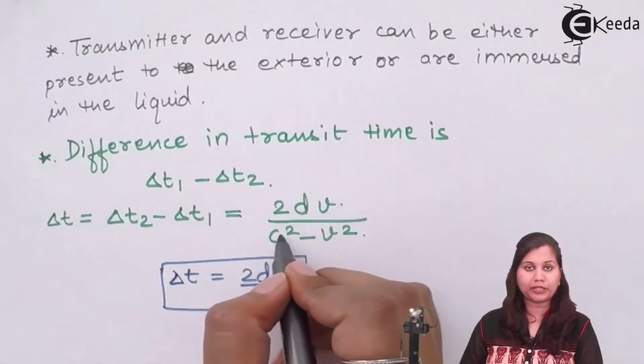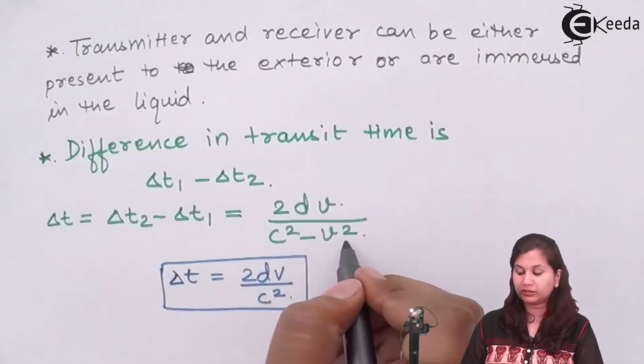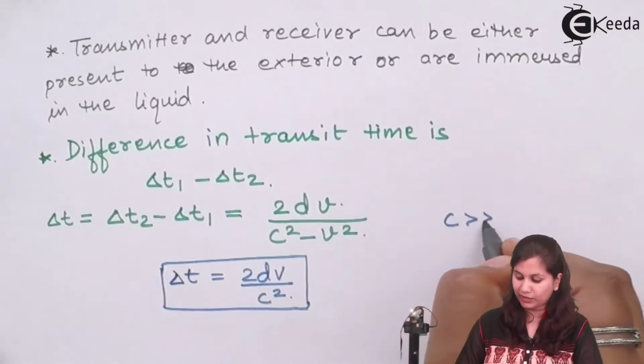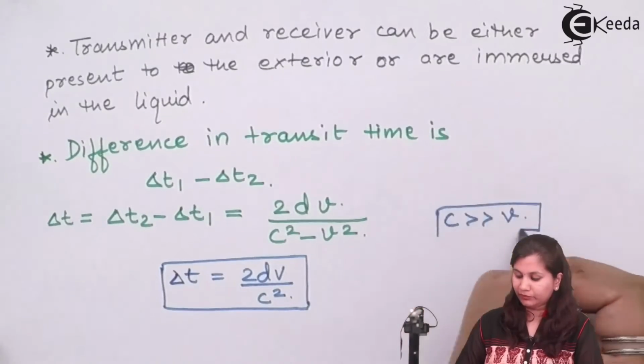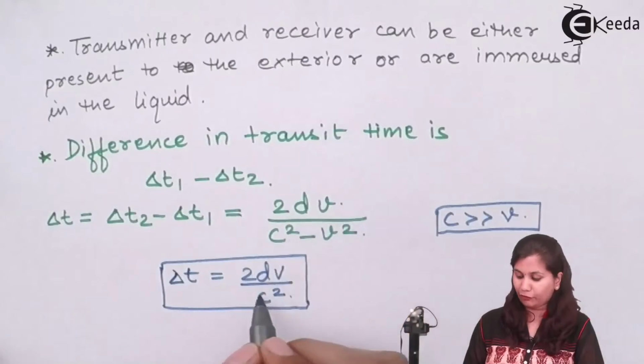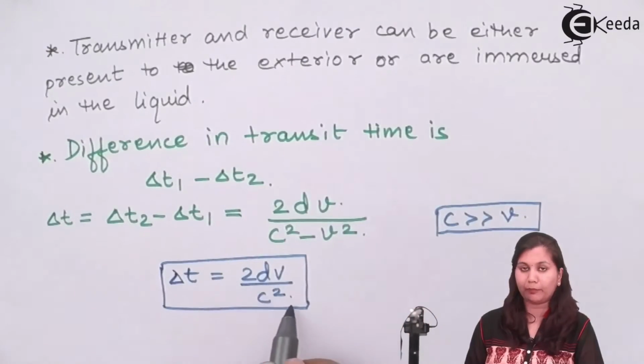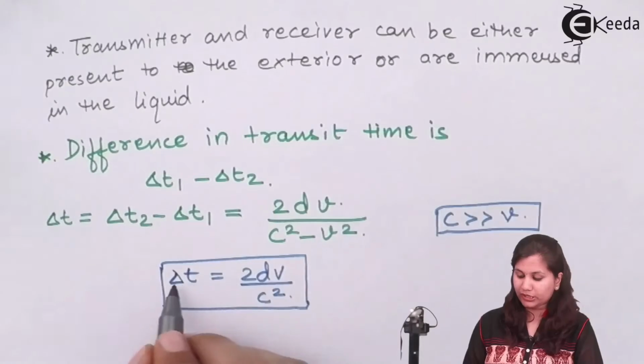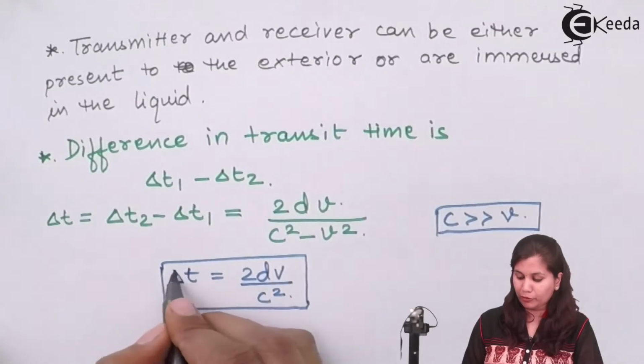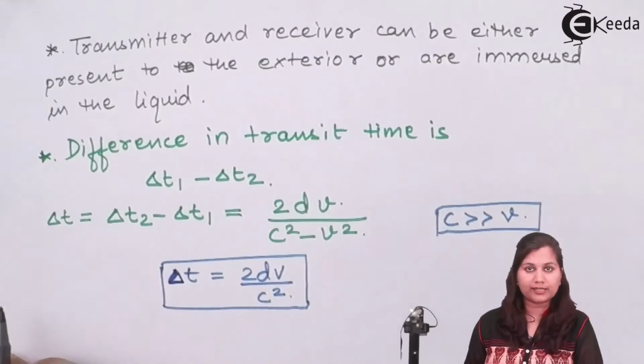If the speed of propagation is very much greater than v, that is c is very much greater than v, then we can neglect v square and the formula is reduced to 2 d v upon c square. So you can see that velocity is directly proportional to the difference in the transit times.